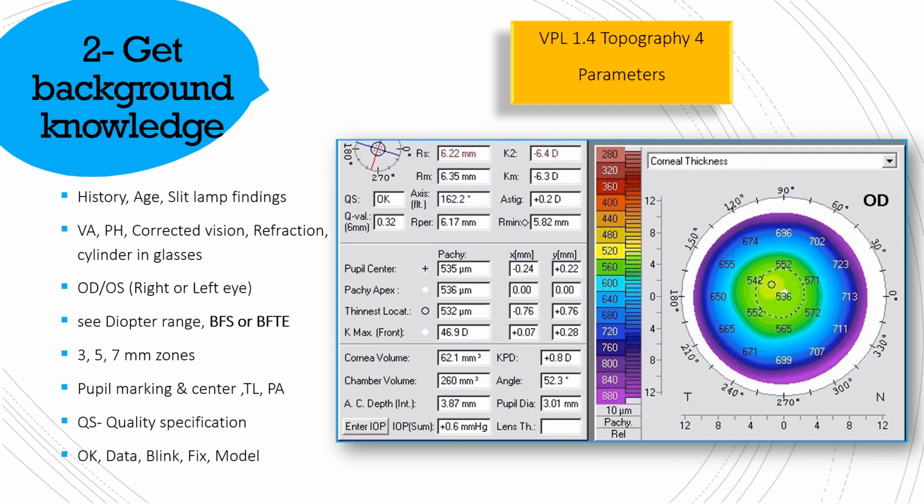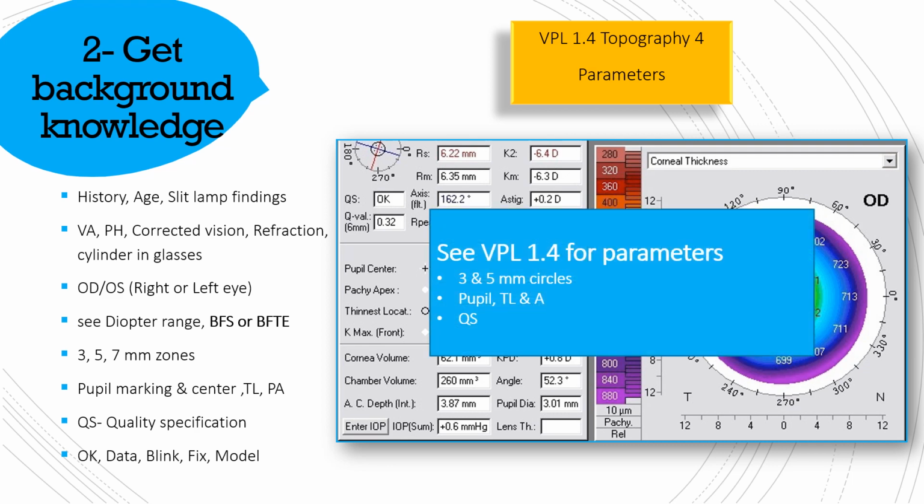Same is the vision, the pinhole improvement, and the refraction are important for the interpretation of the corneal topography. Then you need to understand the different parameters on the corneal topography printout, like this is the right eye, the 3mm rings, the 5mm ring, and that helps you for interpreting corneal topography. All of them are mentioned in VPL 1.4, which explains the parameters of the corneal topography. Then you need to also know the pupil. Where is the pupil? Where is the thinnest location? Where is the pachy apex and the QS value? All these are explained in video 1.4. So before you start interpreting, you need to have this background knowledge.